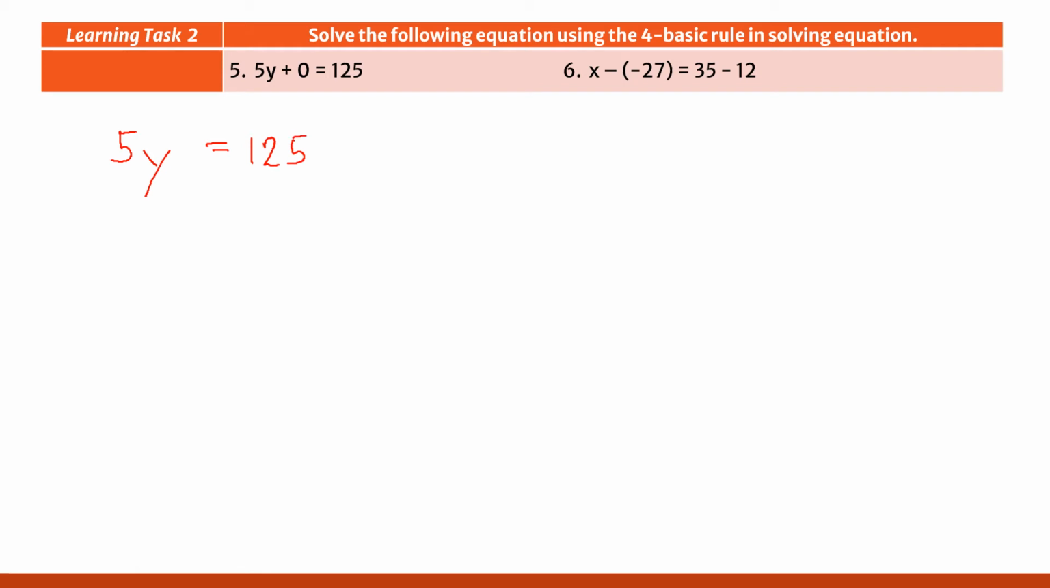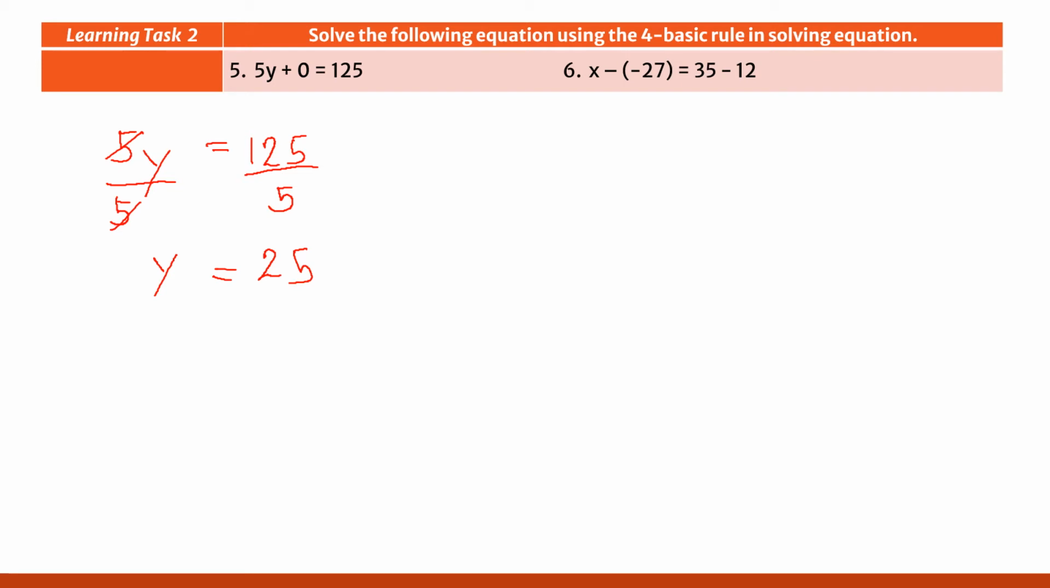And if you look at this equation, yung y may numerical coefficient na 5. So to solve y, apply division property of equality. So i-divide natin itong equation by 5 kasi yun ang numerical coefficient of y. So 5, cancel, okay? Natira y. And then what is 125 divided by 5? Well, kapag i-divide natin, ang sagot ay 25.